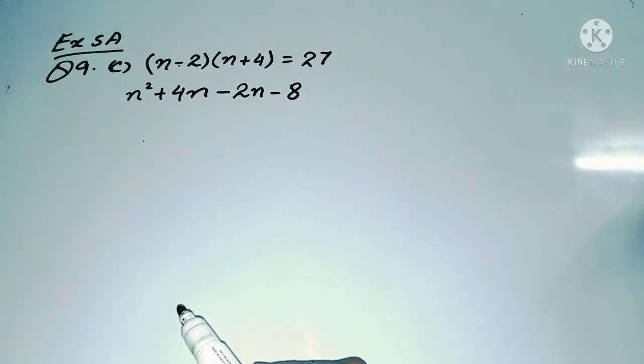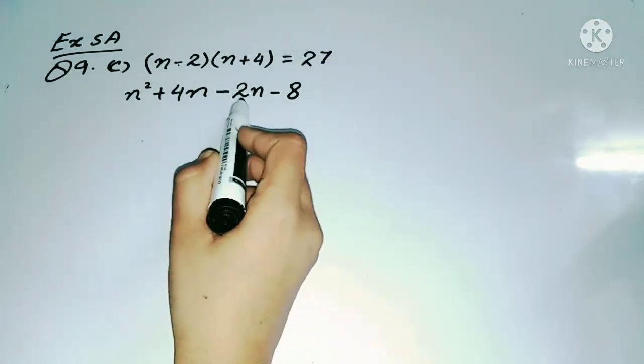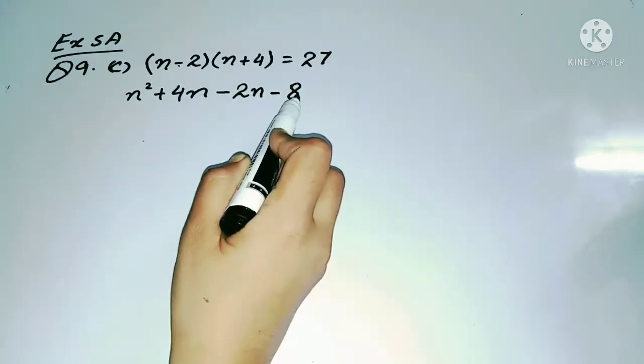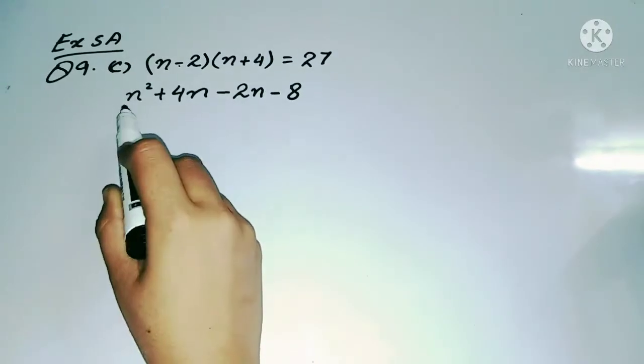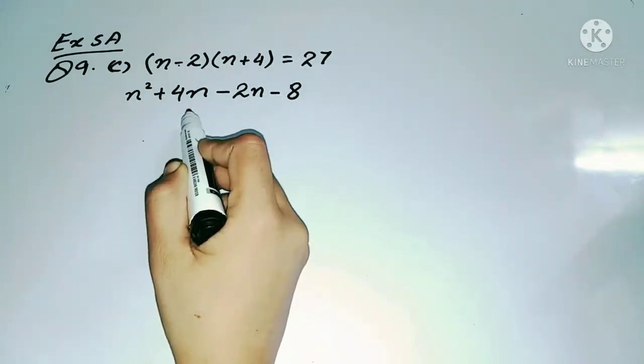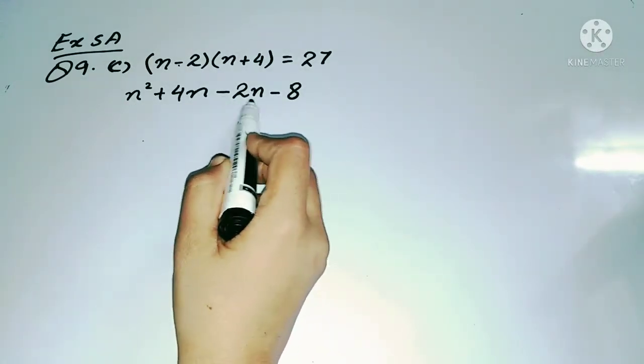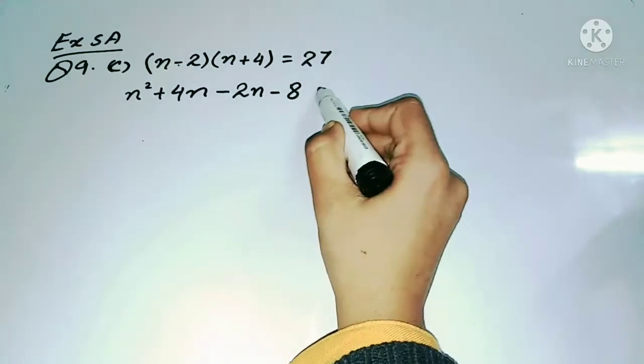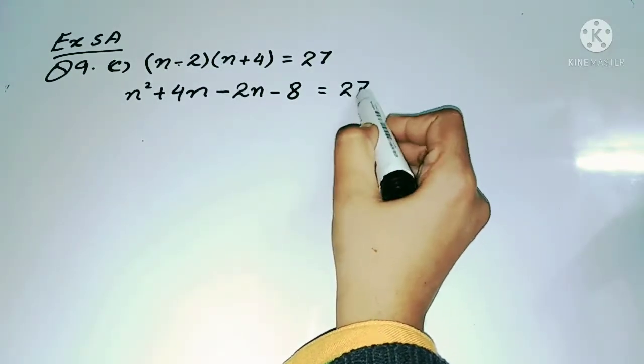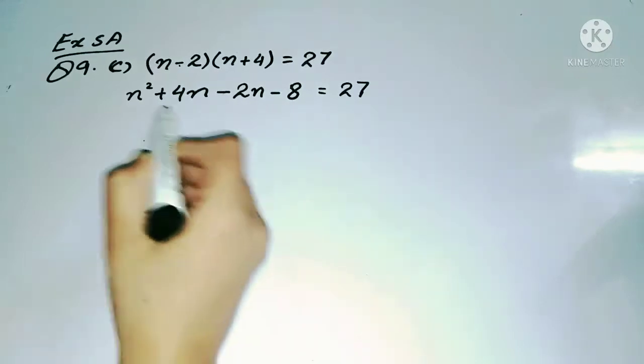Alright students, so now what can you do? These two are the like terms, so you can solve them together. This n square and this 8 are different terms. These are not like terms. So I'll write down n square and 8 as it is, and I will solve 4n and 2n, and these two are like terms. It means that they have the same variable, so that's why these are like terms.